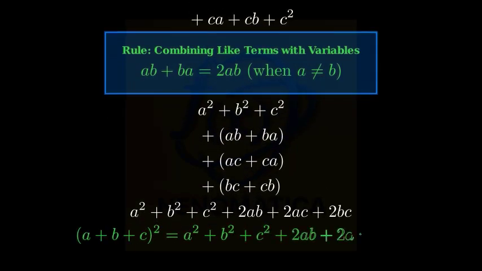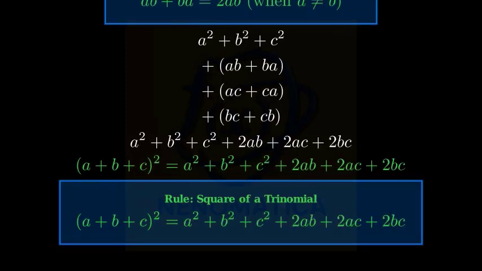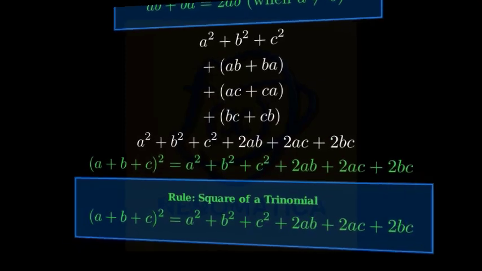So, we've shown that the square of a trinomial, a plus b plus c squared, equals a squared plus b squared plus c squared plus 2ab plus 2ac plus 2bc. This is a useful pattern to remember when squaring polynomials with more than two terms.